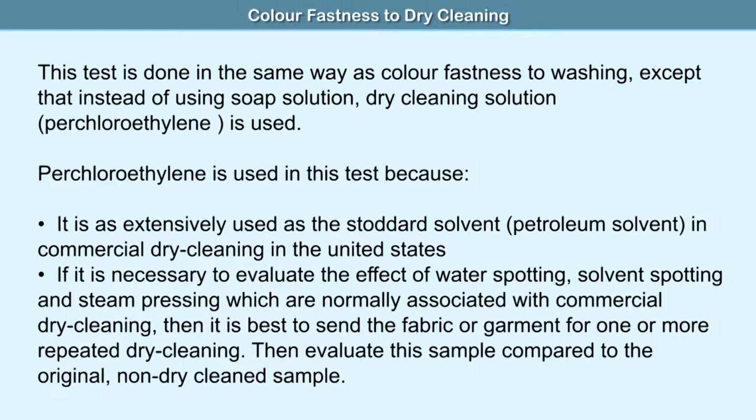Perchloroethylene is used in this test because it is as extensively used as the standard solvent in commercial dry cleaning in the United States. If it is necessary to evaluate the effect of water spotting, solvent spotting, and steam pressing, which are normally associated with commercial dry cleaning, then it is best to send the fabric or garment for one or more repeated dry cleanings. Then evaluate this sample compared to the original non-dry cleaned sample.